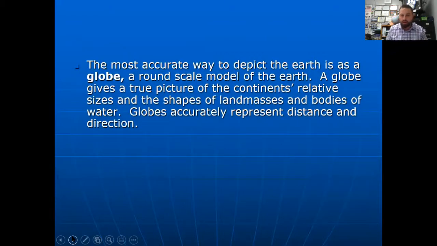The most accurate way to depict Earth is using a globe. That's one of the reasons why we have them. The problem is, these don't exactly fit in your pocket, do they? So they're a little bit harder to use, but it is the most accurate representation of the Earth.